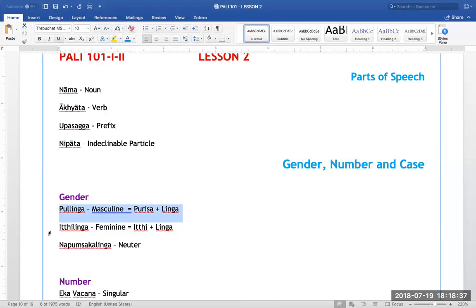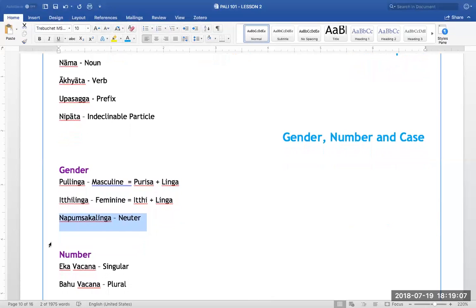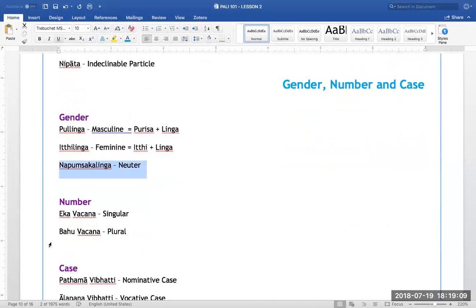So in some cases you will find some nouns like this. Not necessarily the predominantly available masculine category, but also masculine qualities and feminine qualities are added to some nouns, and they belong to these two in respective terms. And Napunsakalinga are the other nouns.